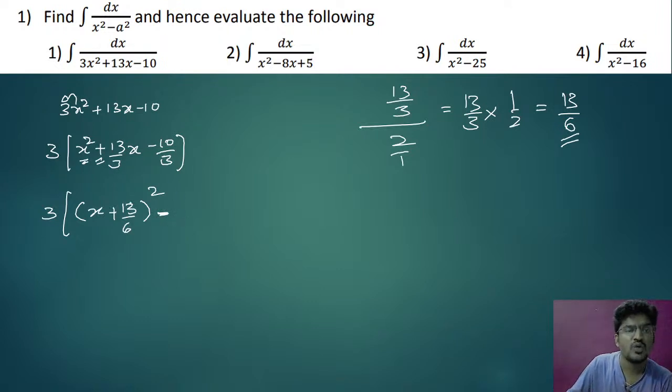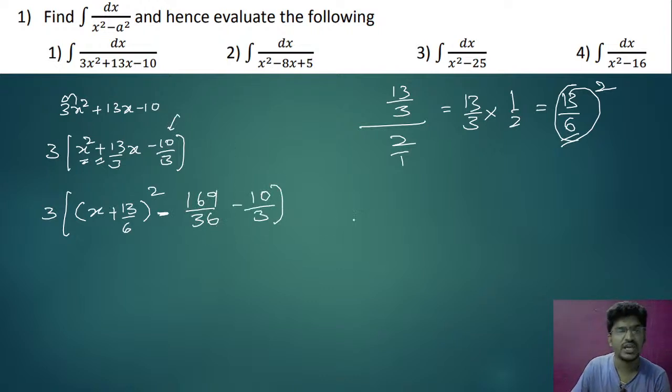Clear? So now what is present here? 13 by 6. Square this. That will be 169 by 36. And what is present here? Write that, that is 10 by 3. So this is your equation now.